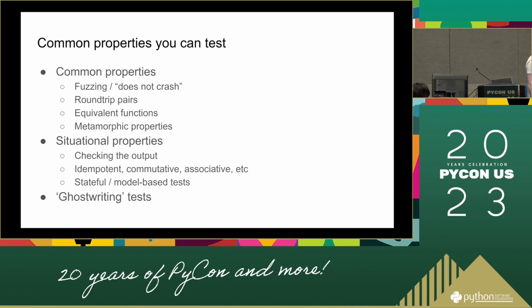I kind of divide these into properties which are applicable to most code. Almost all code bases will have many cases where you can have this fuzzing property, where you just call your code and check that it didn't raise an exception. Round trip pairs or equivalent functions: most functions are not round trips or equivalent to another function, but most code bases will include some that are. For example, most of us, I would imagine, read data and then save data. Well, try saving data, reading it back, and asserting that you got the same data again. Metamorphic properties are also common, but we'll talk about them in detail later. And then there are situational properties, where just checking that your output is okay, checking things like the binary operator properties or stateful or model-based tests are also pretty useful.